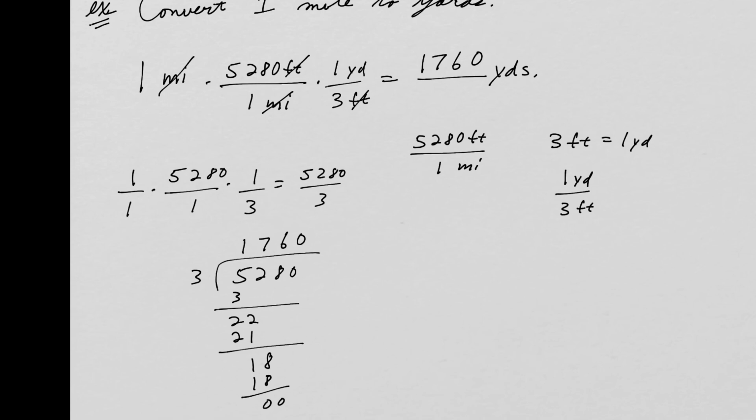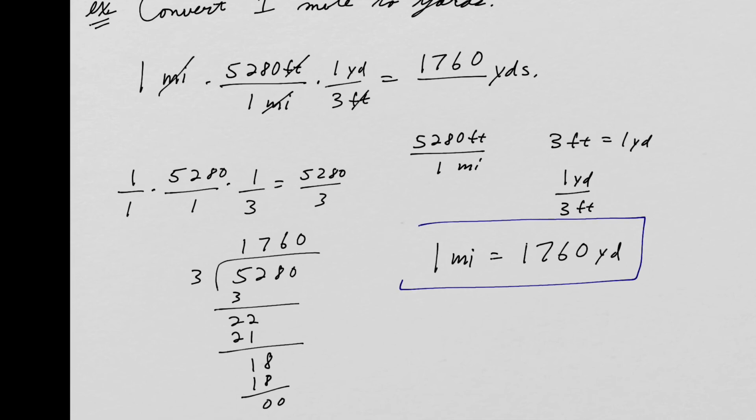And actually, we just created another unit conversion factor, right? Because I had 1 mile. So you could include this in your list if you want. So 1 mile is equal to 1760 yards.